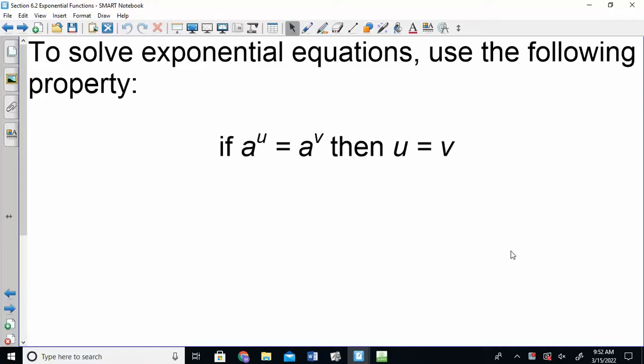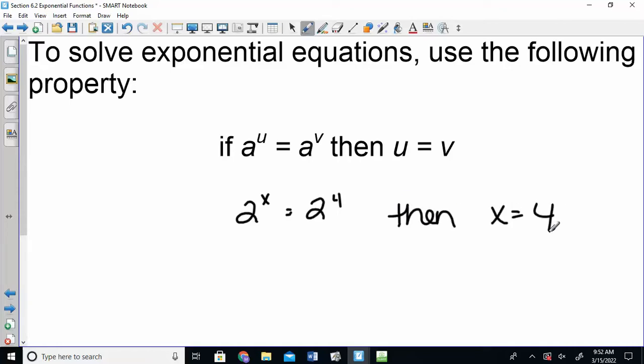What that means, if I said like 2 to the x equals 2 to the 4th. Well, since the base is the same, the only way those things would be equal is if your exponents are equal. So if 2 to the x is equal to 2 to the 4th, then x has to be 4. So what we can do, if we can get the same base on each side of our equation, we can actually drop that base and set the exponents equal.